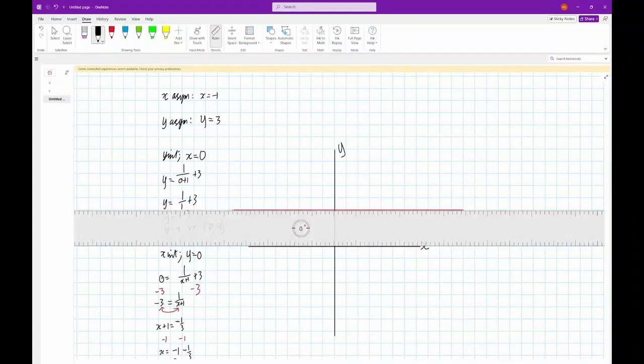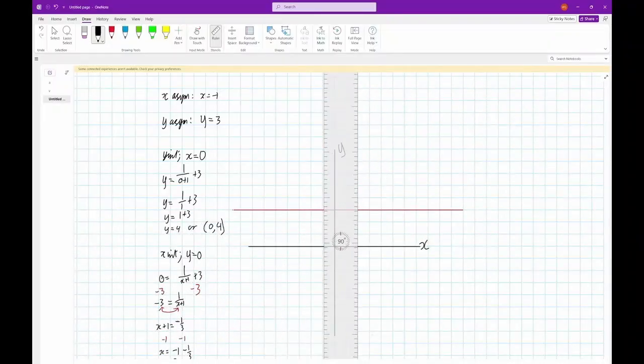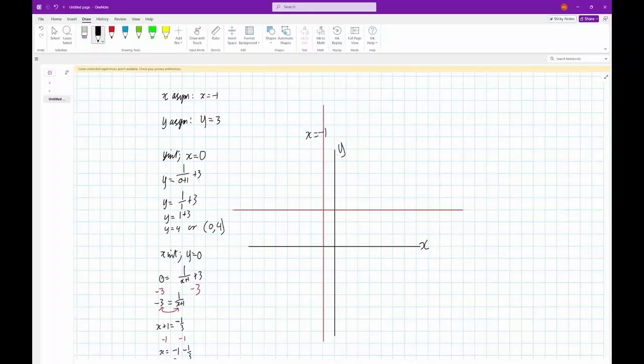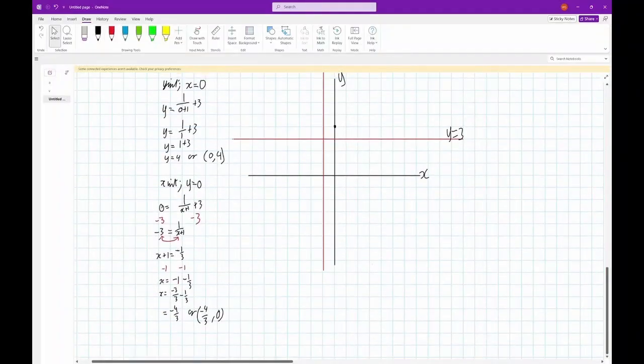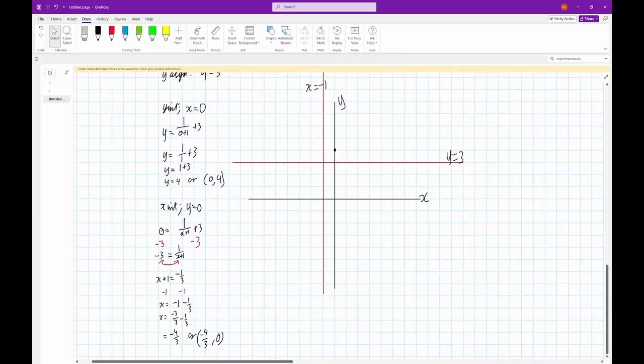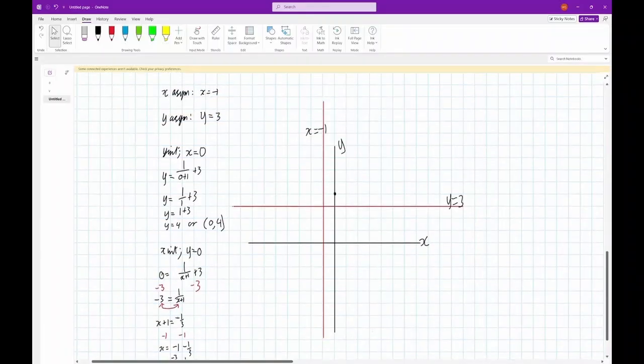And then we also have the x asymptote, which will be at -1, so we've got x equals -1, y equals 3. We can go ahead and now put down our intercepts, so that is (0, 4), so it's going to be right there, and then also (-4/3, 0), -4 thirds there.